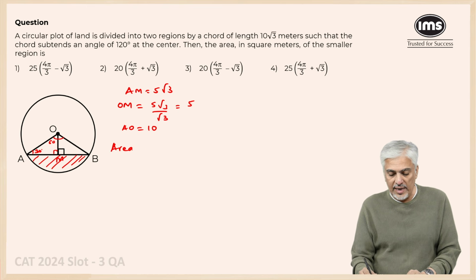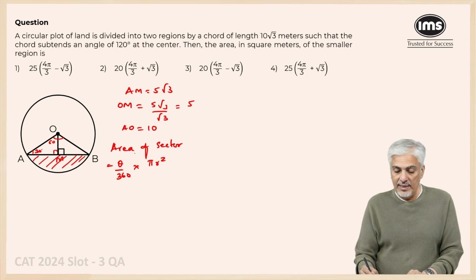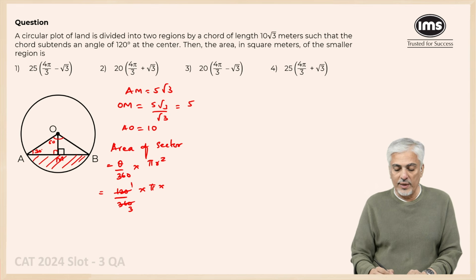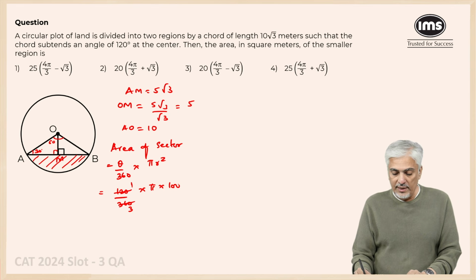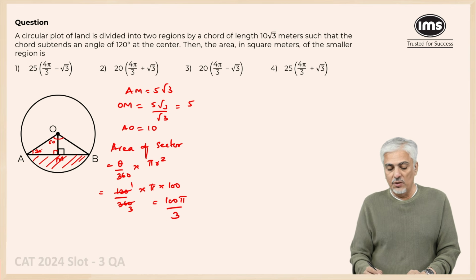So let's first work on area of sector. What will be the area of the sector? Theta upon 360 into pi r square. Theta is 120. All the options are in terms of pi, so I'm not going to put the value of pi. 120 upon 360 will become 1/3 into pi, remains as it is, r square. Radius is 10, so 10 square will be 100. So the area of the sector is 100 pi upon 3. From this, we have to subtract area of the triangle.